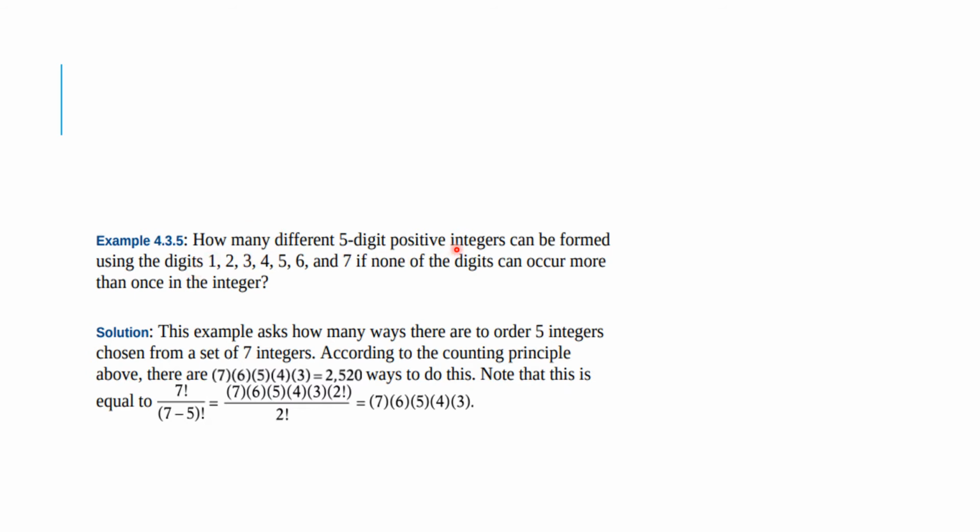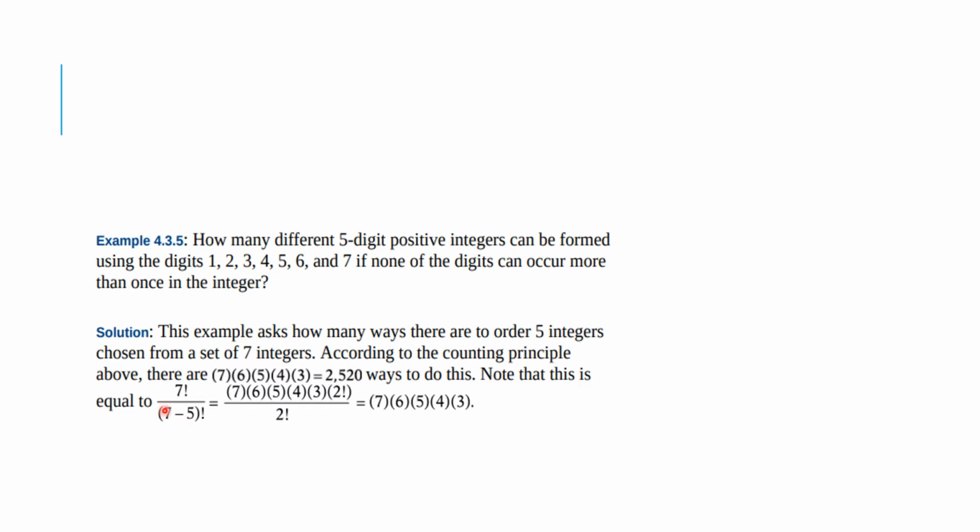Let's have a look at another example. How many different 5-digit positive integers can be formed using the digits 1, 2, 3, 4, 5, 6 and 7 if none of the digits can occur more than once in the integer? This example asks how many different ways there are to order 5 integers chosen from a set of 7 integers. According to the counting principle above, there are 7 times 6 times 5 times 4 times 3, or 2,520 ways to do this.